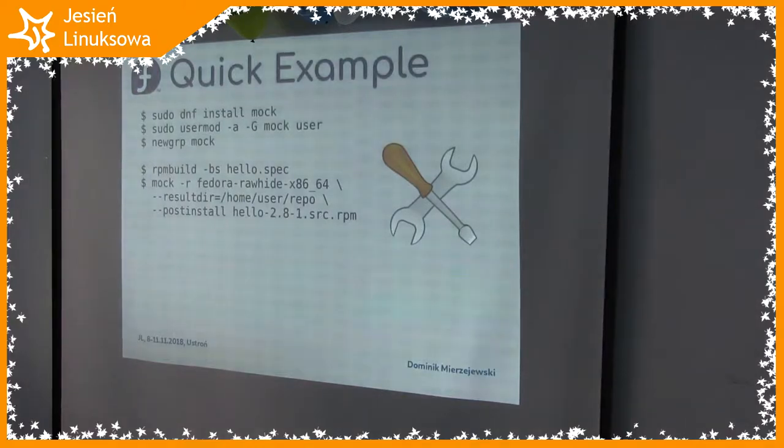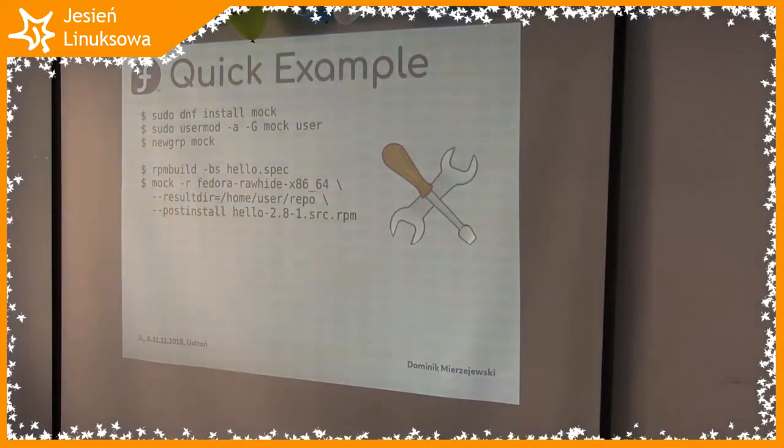You pass it to mock, and it should build a binary package in an environment specified with the -r option. There are pre-configured definitions for all Fedora versions, and also Red Hat 6 and Red Hat 7 compatible, because Fedora provides repositories for those that are called EPEL.